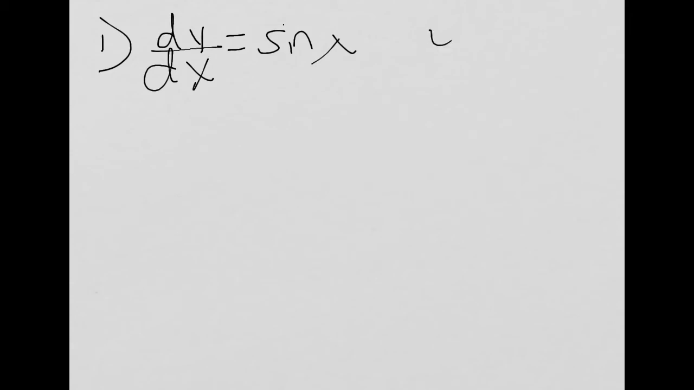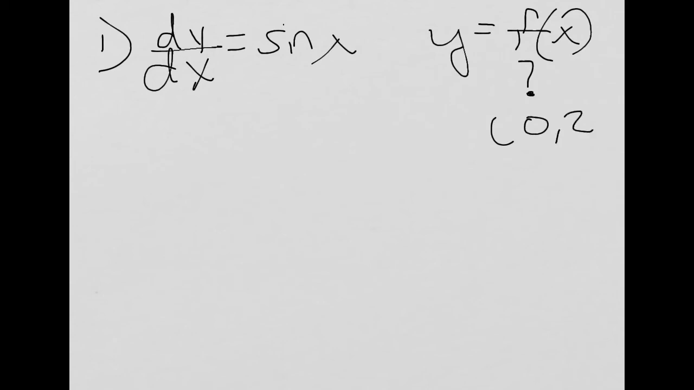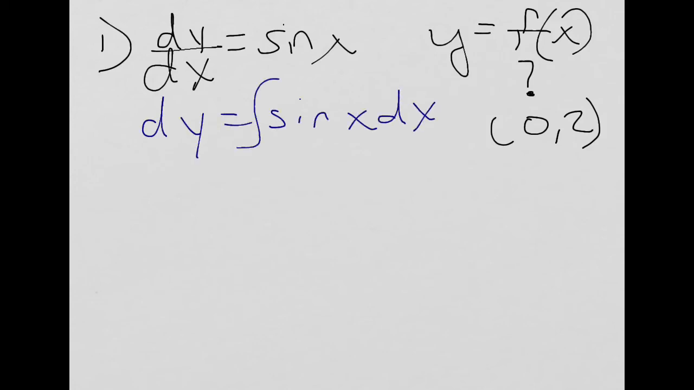so our derivative was sine of x, and we want to know y equals f of x. And it passes through the point 0, 2. So here we go. We're multiplying both sides by dx. We're integrating both sides. We get y is equal to negative cosine of x plus c.